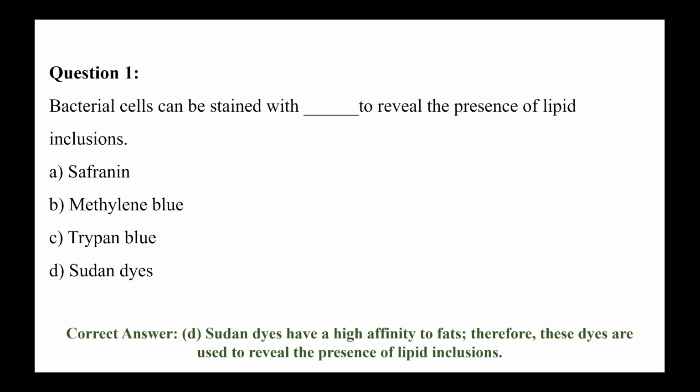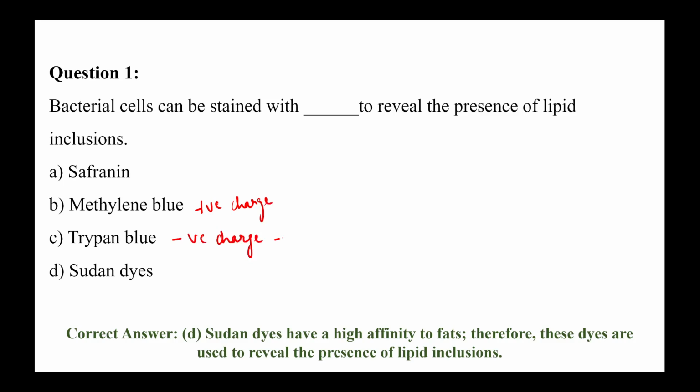Then comes methylene blue. Methylene blue is a positively charged dye, so it can bind to DNA. DNA has a negative charge, right? So methylene blue, being a positively charged dye, can bind to the DNA and stain the nucleic acid. Trypan blue, on the other hand, is a negatively charged dye. I'll just write here. Methylene blue is a positively charged dye and trypan blue is a negatively charged dye.